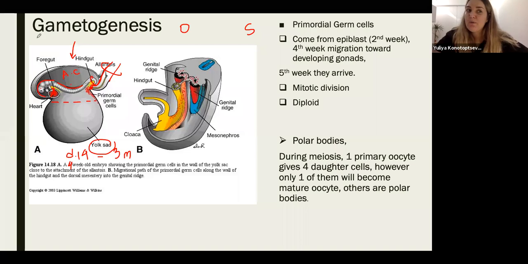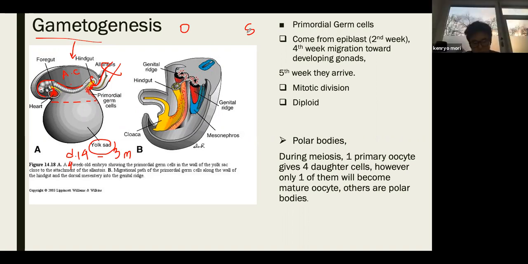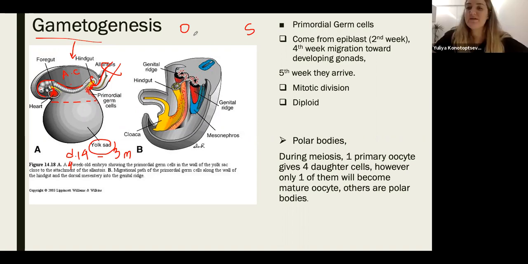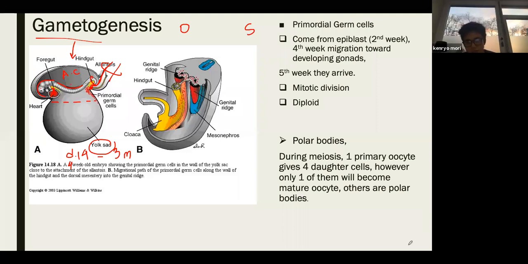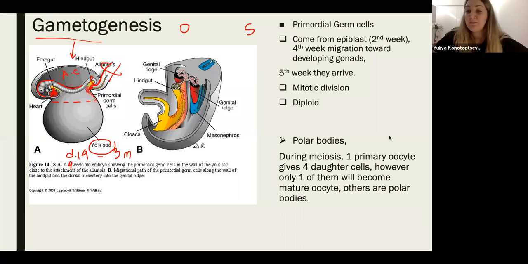We're starting to talk about gametogenesis. We said that the gametes are oocyte and spermatozoa. Are they haploid or diploid? They're haploid. Oocytes and spermatozoa are sex cells and they're haploid sex cells. What does it mean, haploid? Single set of chromosomes. Exactly. It means that they possess only one set of chromosomes.